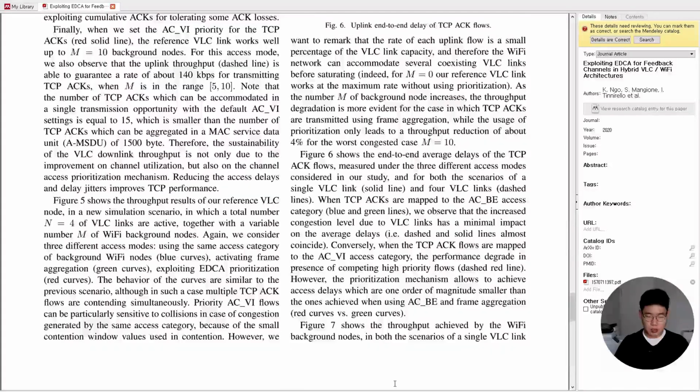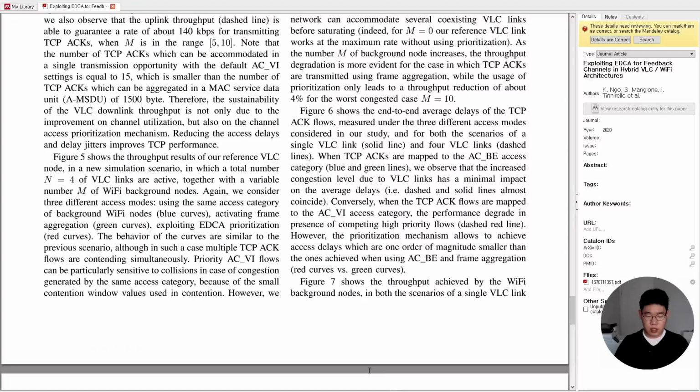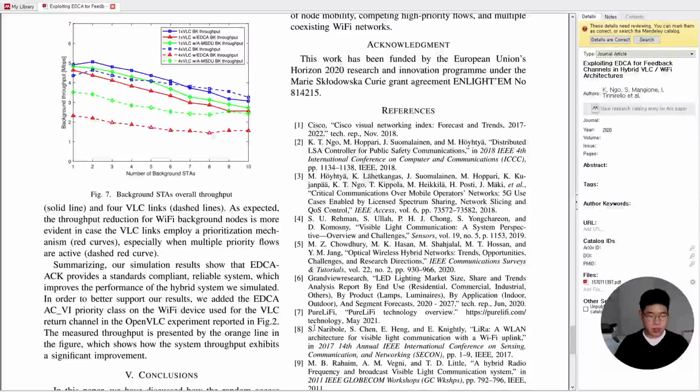Figure 7 shows the throughput achieved by the Wi-Fi background nodes in both scenarios of single VLC link, background STA overall throughput, solid line, and 4 VLC links, dashed line. As expected, the throughput reduction for Wi-Fi background nodes is more evident in case of the VLC links employing the prioritization mechanism, red curves, especially when multiple priority flows are active, dashed red curves.